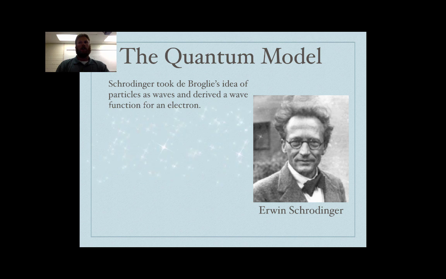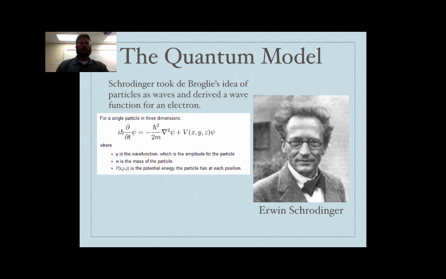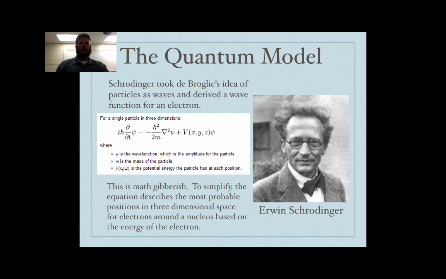Erwin Schrodinger derived the wave function for an electron. He took de Broglie's ideas and developed a wave function for the electron particle. Here is that wave function. To me, this is gibberish. I have no idea what this means. All I know is that it describes the most probable positions for an electron to occupy in three-dimensional space around the nucleus. Long story short, Schrodinger did the math for the quantum model, thinking of the electron as a three-dimensional wave.